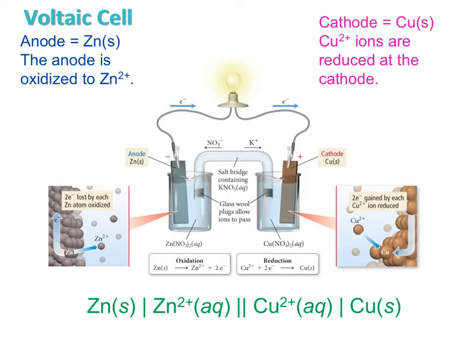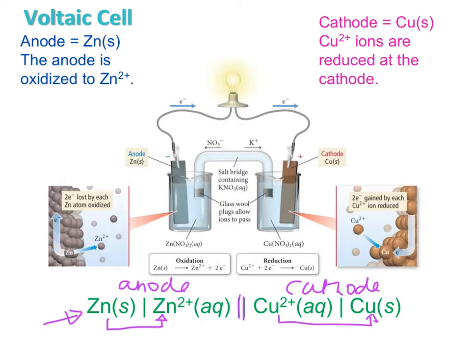And here we're just kind of tying it all together. This is the same example we discussed earlier, but now we have our cell notation at the bottom. So we have our anode over here, and we have our cathode on this side. And we can see how we are starting off with our solid, and then we go to our ion once it loses those electrons, and then we have our salt bridge, and then we have our cathode. It's starting off as an ion, turning into copper solid whenever it gains those two electrons.